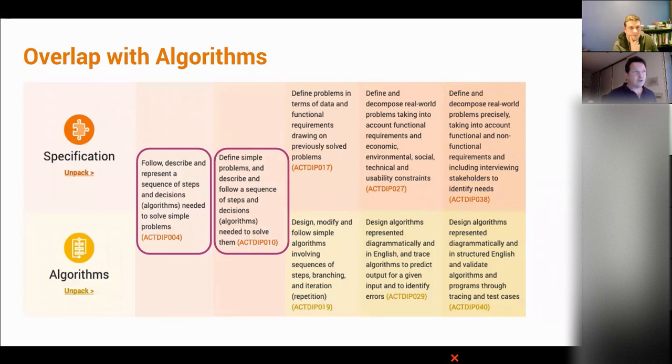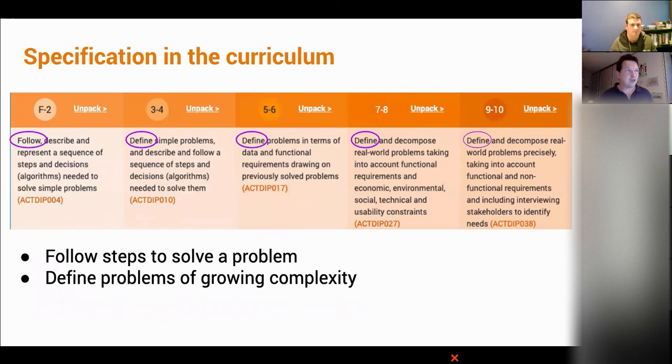After bands 3 to 4, you notice the first thing immediately is that there's an overlap with algorithm. There's no clear separation between specification and algorithm. If you remember from earlier in the slides, they're kind of fluent. They go into each other, and sometimes we need to jump from specification into algorithm, as codified here from F to 2 and 5 to 6. So what are the key terms in specification? What do we need to look out for? For F to 2, it's following steps to solve a problem. From 3 to 4, that gets to the definition of problems at growing complexity. It's rather simple in 3 to 4, it gets more complicated from 9 to 10. So following and defining are the key terms here.